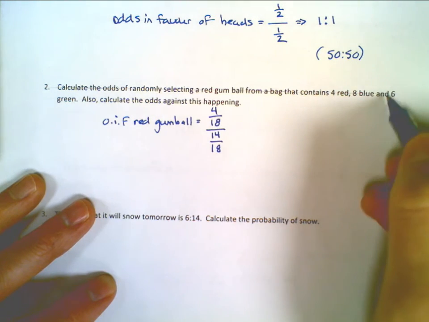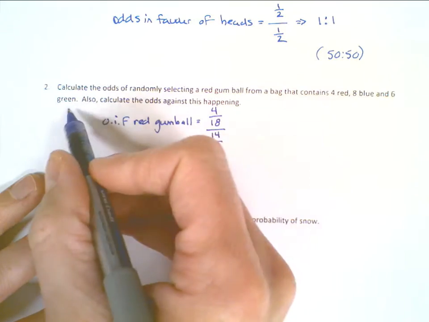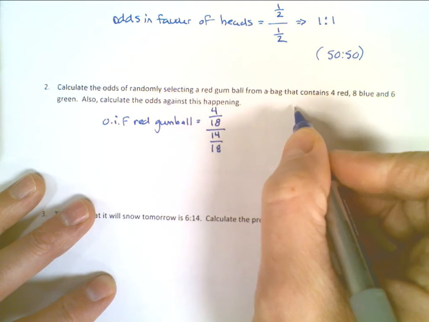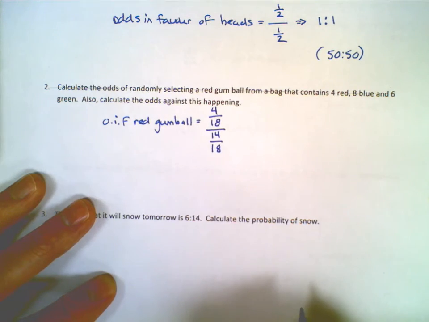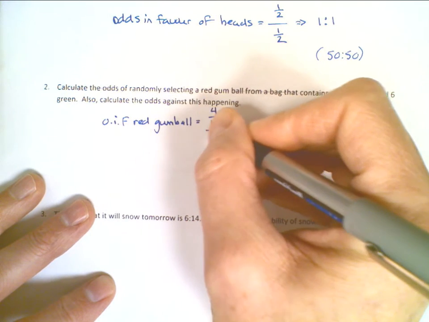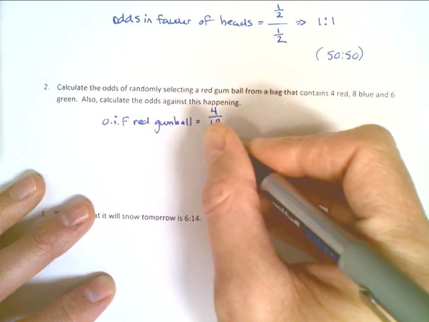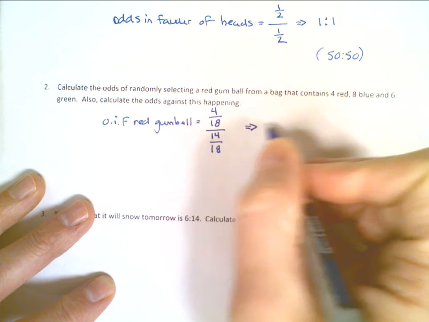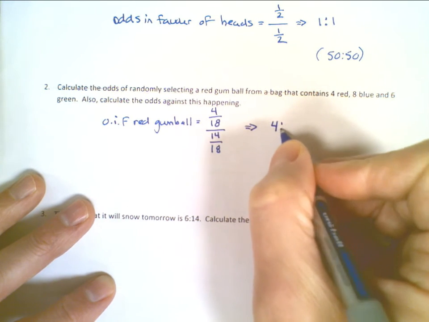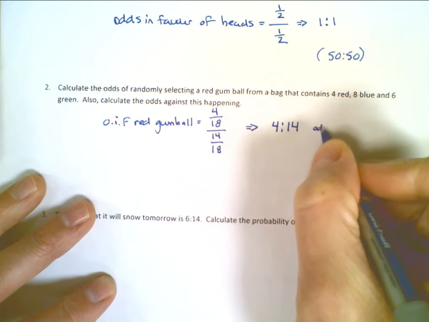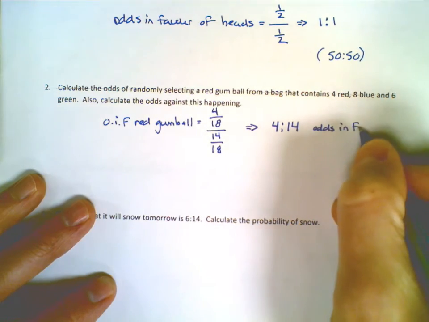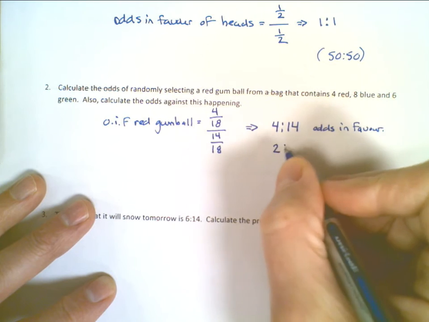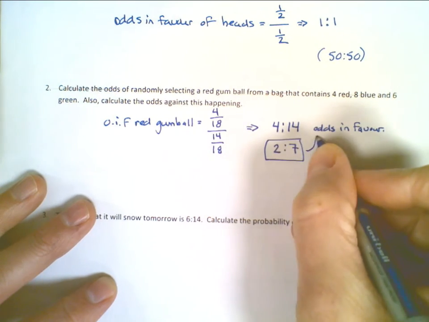So there's 14 ways, that's the blue and the green. So there's 4 missing from the total of 18. Or you could have said 1 subtract 4 over 18, which also gives you 14 over 18. Now what you'll notice is this is the probability that the event happens divided by the probability of it not happening. And what you'll notice is that the denominators divide out, and what you're left with is 4 to 14 odds in favor, which reduces, if you divide them by 2, to 2 to 7 odds in favor.